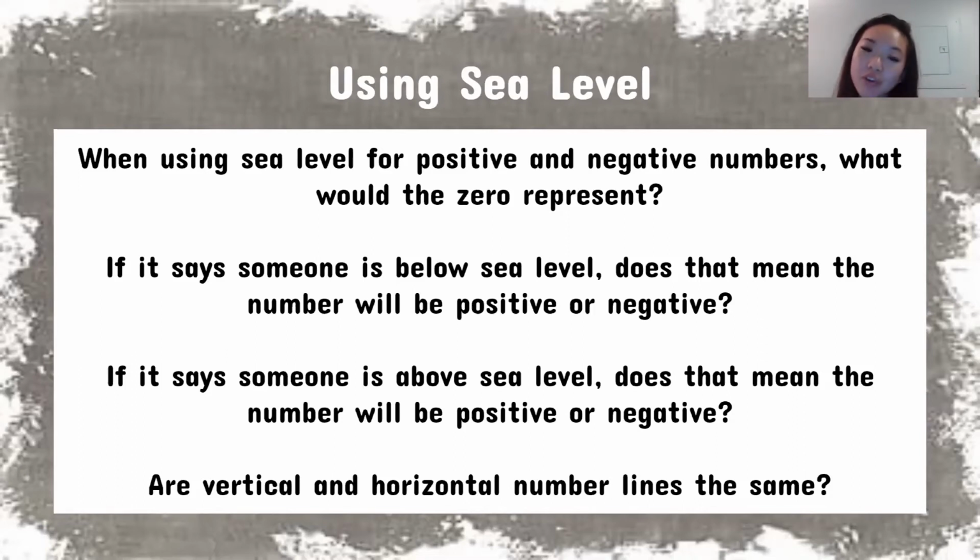And then our vertical and horizontal number lines the same? Yes, they are. So that means our vertical number line, our 0 will be here, and then we'll have our positive on this side, and then our negative on this side, which is the same as our number line, with our positive going this way and our negative going this way.